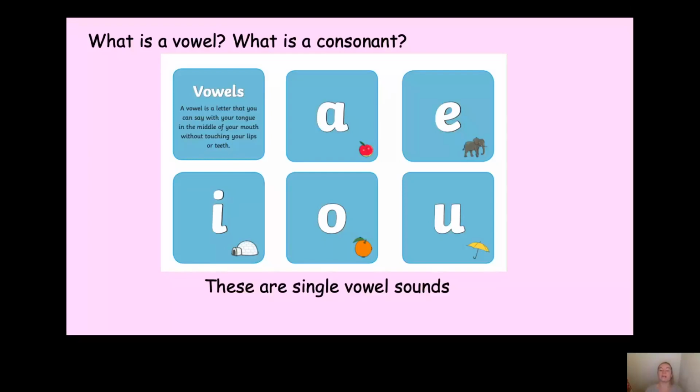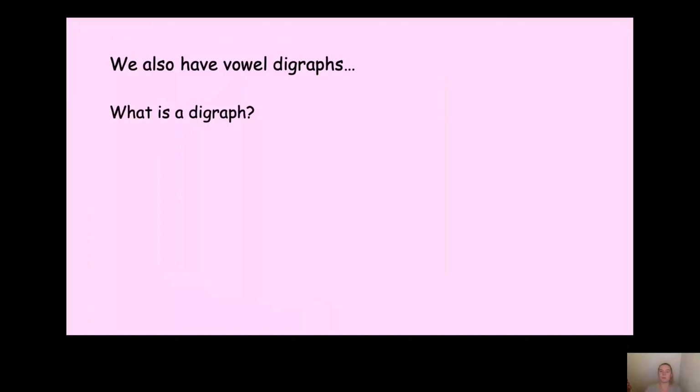Now, these are single vowel sounds because there's only one letter. But we also have vowel digraphs. Now, can you remember what a digraph is? Pause the video and tell the person you're with, or have a think. What is a digraph? Okay, should we see if you are correct? So a digraph is when two letters make one sound. Fantastic. Can you think of any examples? Yes, like ay. Ay has an A and a Y, doesn't it? Or we have oi, which has an O and an I.